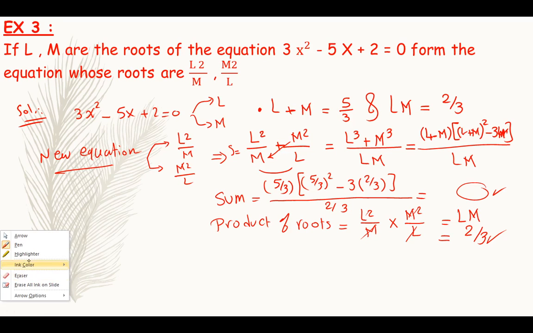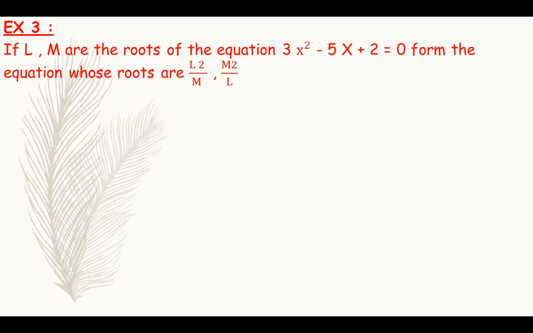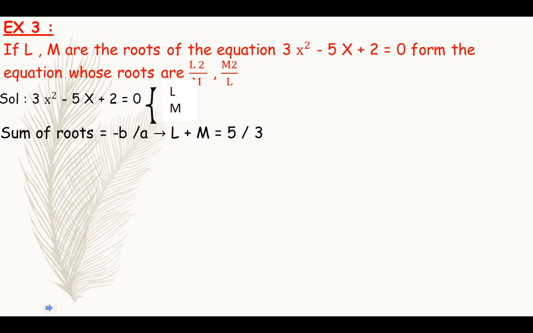Okay, let's erase and solve it together again by using the PowerPoint. Solution, the old equation 3x power of 2 minus 5x plus 2 equals 0. It has two roots, one of them is L and the other is M. Sum of roots equals negative B over A. Sum of roots will be L plus M, negative B over A, 5 over 3. Product of roots equals C over A. Product of roots is LM equals C over A, 2 over 3.